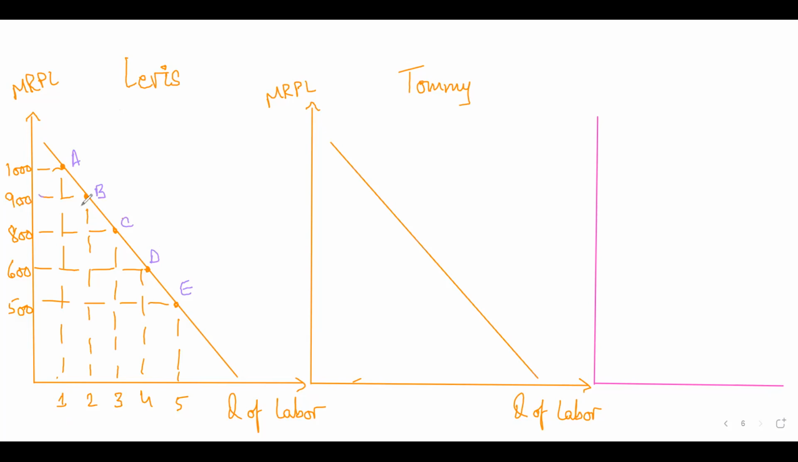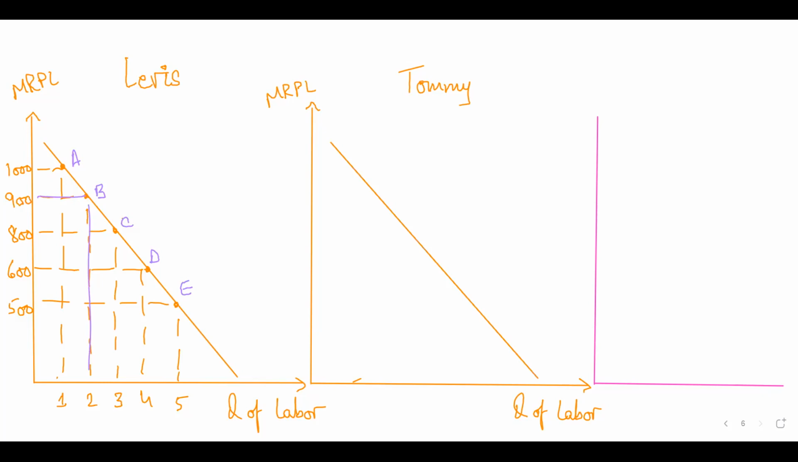But if the wage rate is $900 per unit, per month, then Levi's will want to hire two people. Why? Because the first guy will generate a revenue of $1,000. The second guy will generate a revenue of $900, right? So both units of labor are economically feasible for Levi's. Yes or no, right? And so on and so forth.